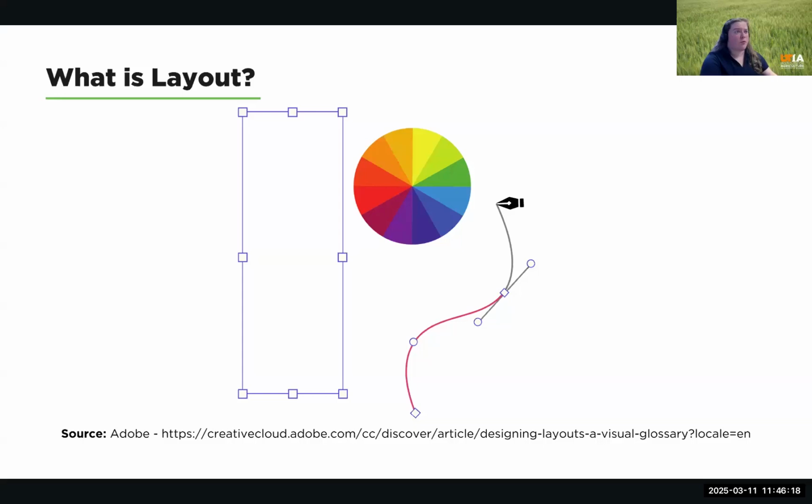So before we had graphic design software or iPads or drawing tablets or things like that, layout for print media was literally where you were laying out the designs on the canvas or on the page or whatever you were working with. And layout in the digital sense is not necessarily so literal, but you're still going to be laying out some of these elements we'll talk about later in your design.